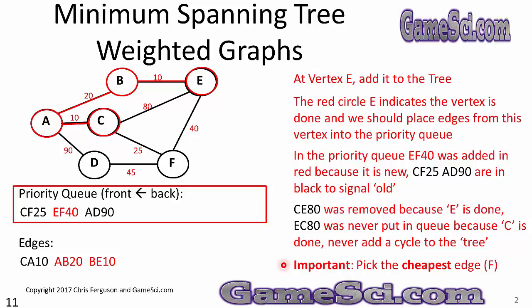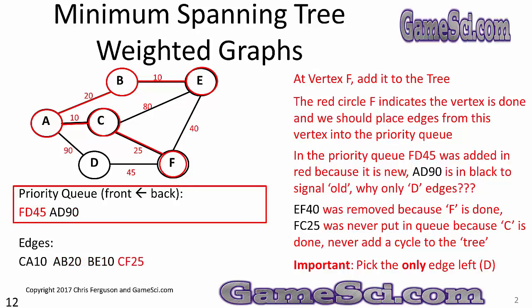It's important to pick the cheapest edge, and the next cheapest edge to a vertex we have not been to is EF40. Let's add F next. At vertex F, add it to the tree. The red circle F indicates this vertex is done, and we should place edges from this vertex into the priority queue. In the priority queue, FD45 was added in red because it's the new edge added to the queue because F is now in the tree.